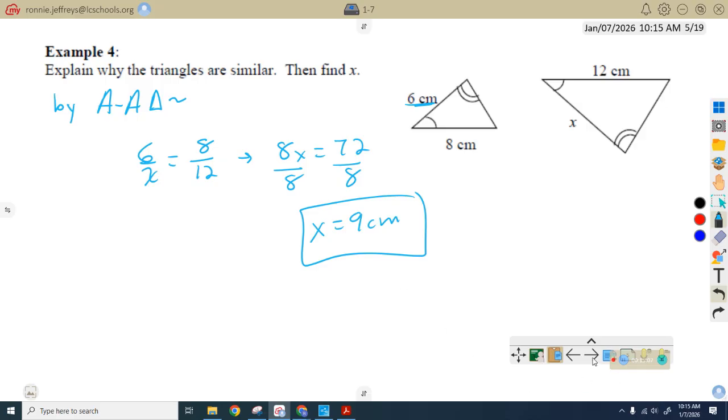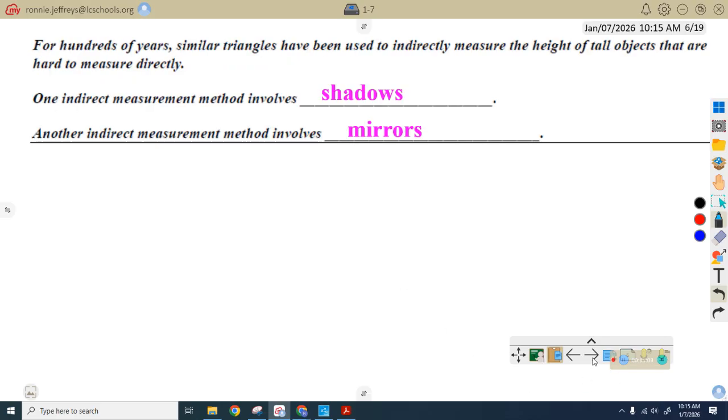So next two things. For hundreds of years, similar triangles have been used to indirectly measure the height of tall objects that are hard to measure, by shadows and mirrors. Yes, this is actually still used today. I know some of y'all be like, well, why don't they just use their phone? Well, not everybody has one all the time.